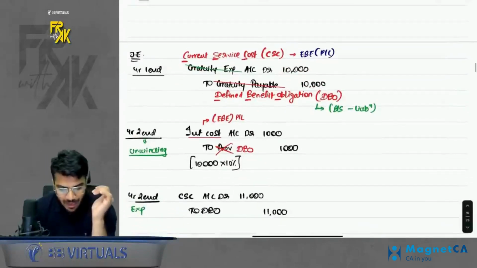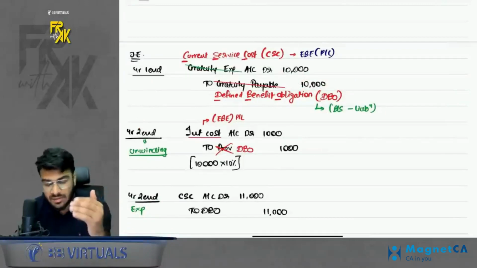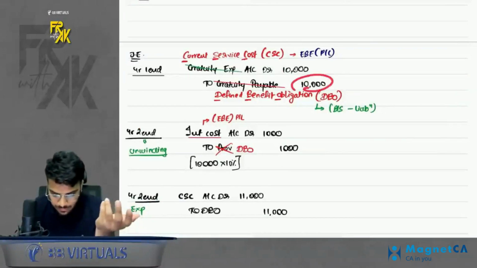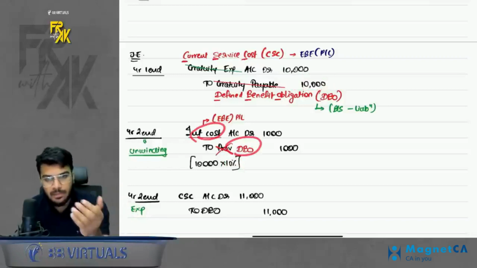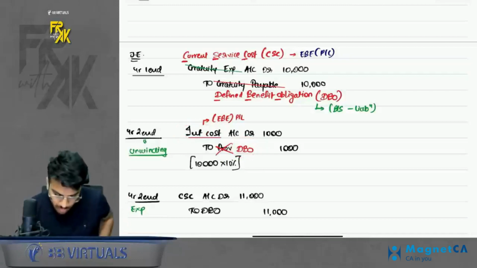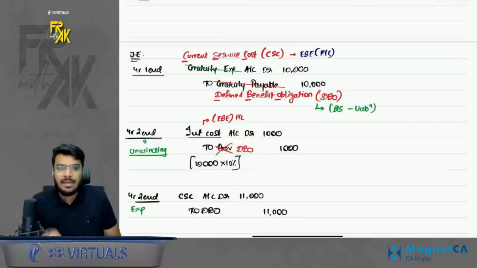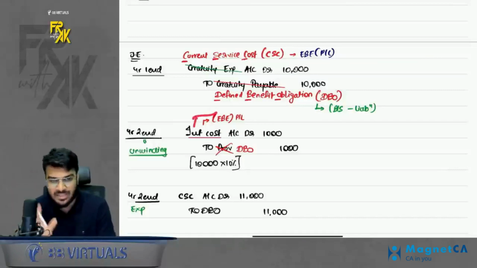Done. Then after 1 year, first unwind this amount. We know now we have to do unwinding because it was booked at present value. So unwind it: 10,000 into 10% unwinding. So you will say interest cost to DBO, because the liability is increasing, and unwinding is known as interest. Normally interest gets transferred to finance cost, but in Ind AS 19, whatever interest is there on employee benefit expense, always transfer to employee benefit expense only.